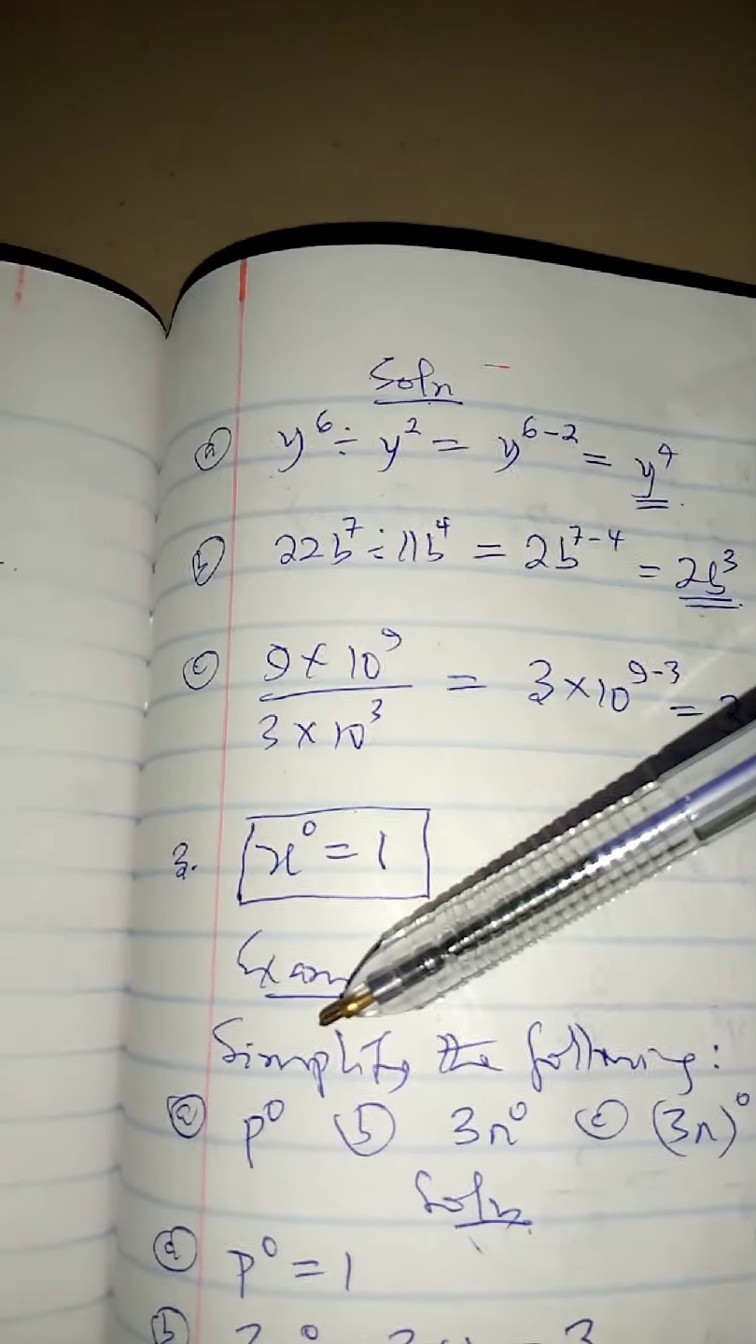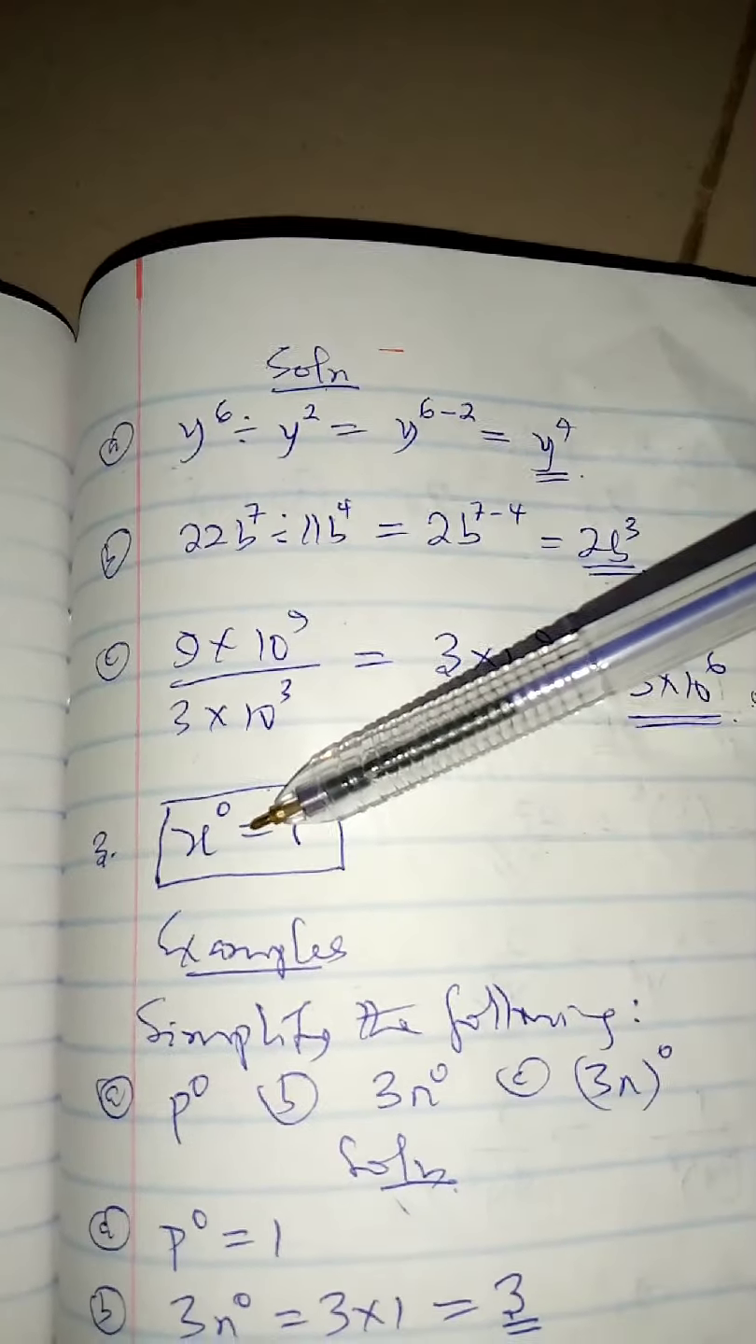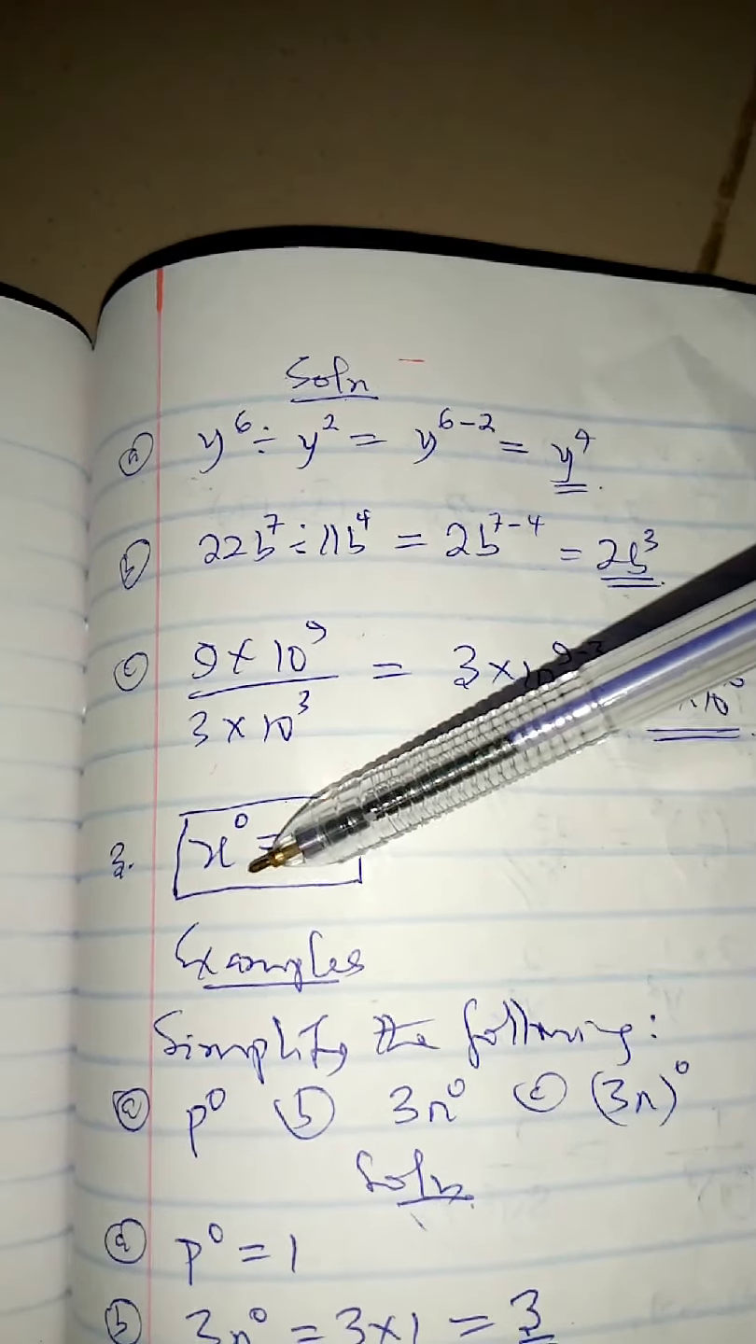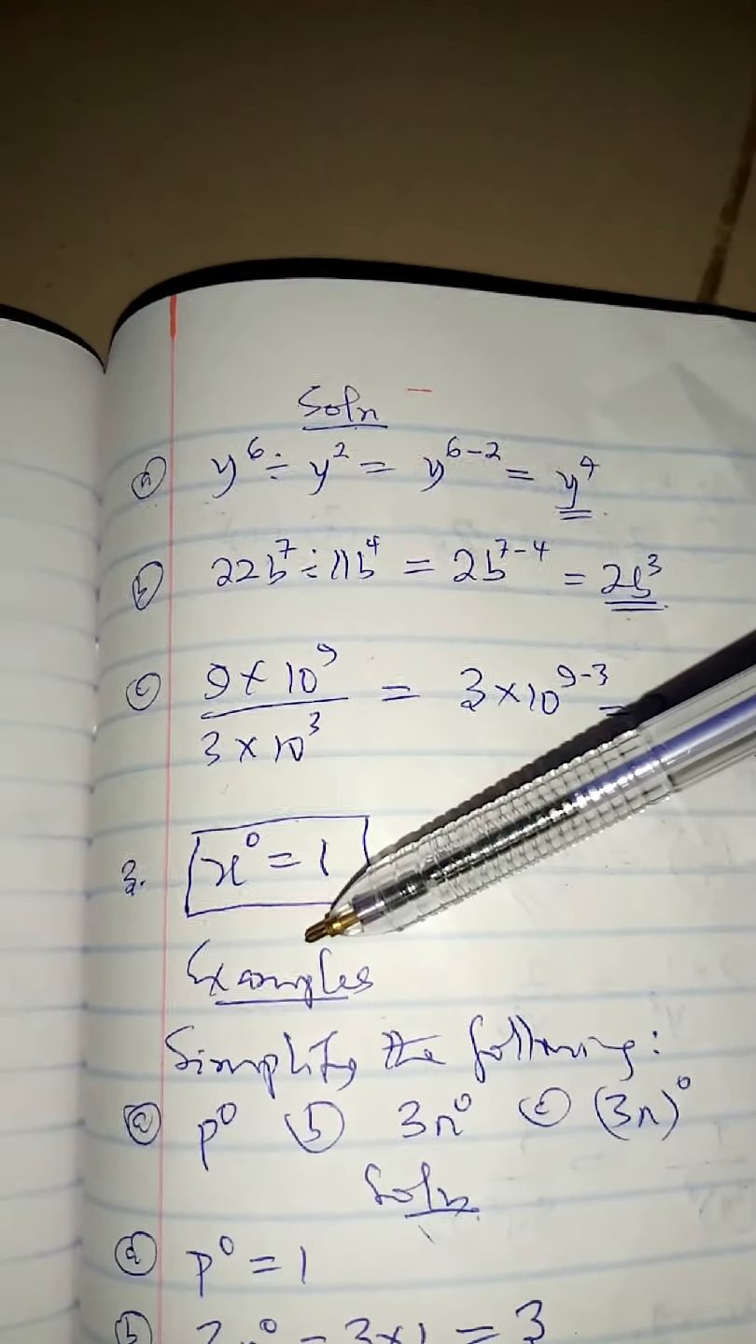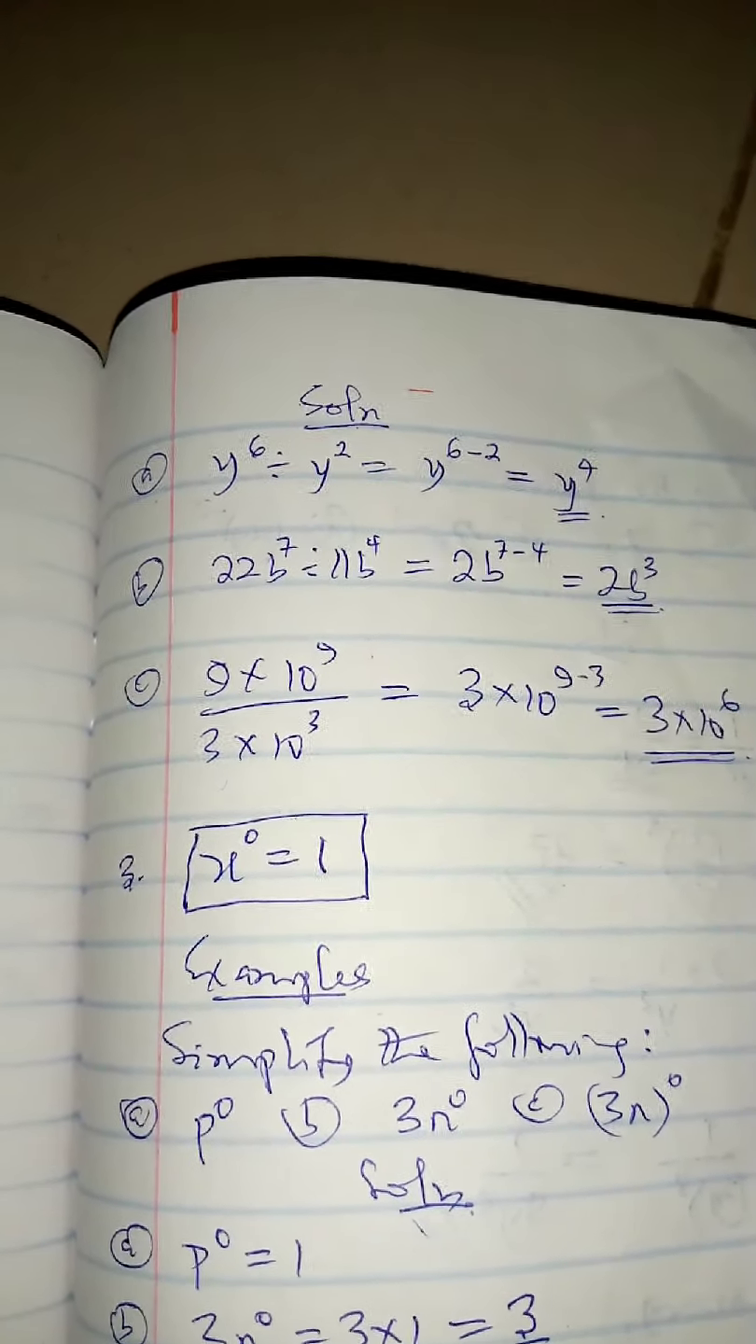The third law, zero index law: x raised to power 0 is 1. Anything raised to power 0 is 1.